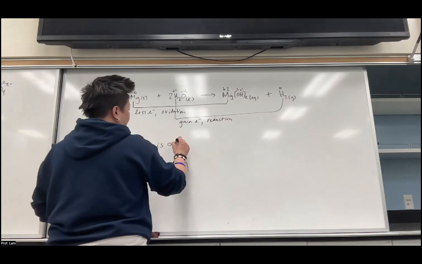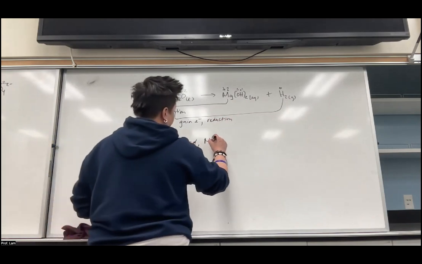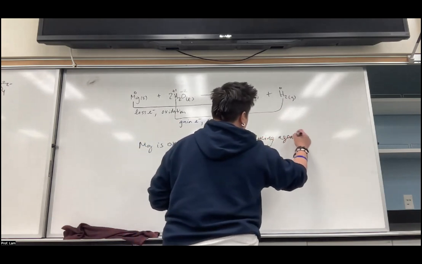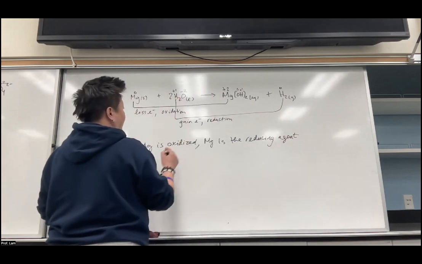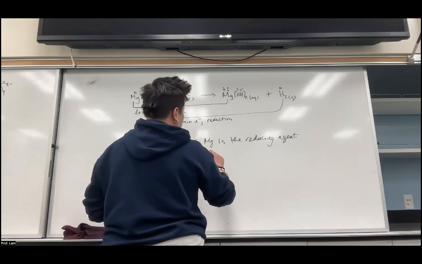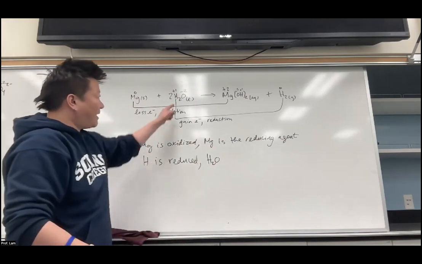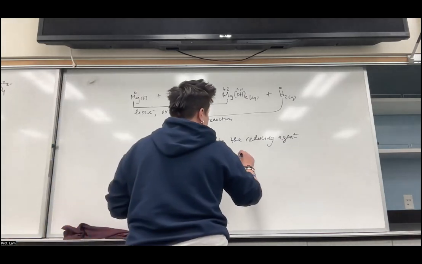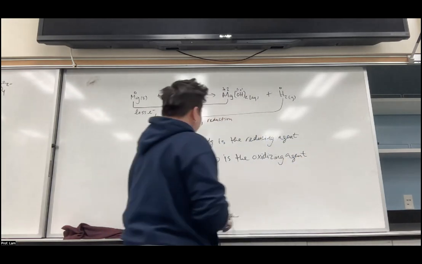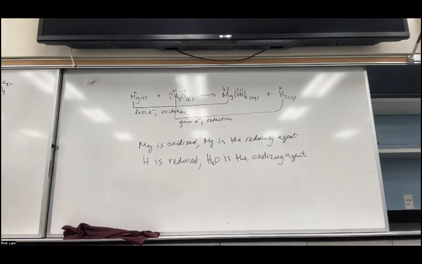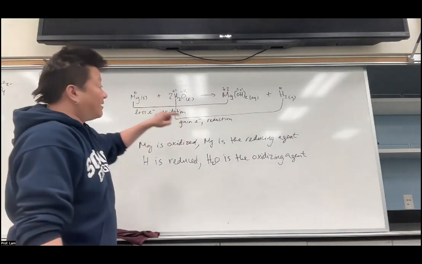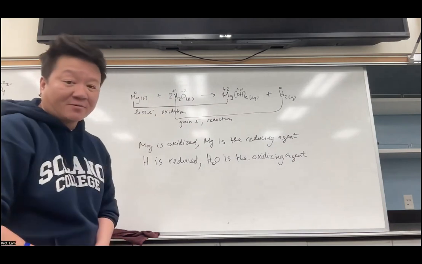Mg is oxidized, and therefore Mg is the reducing agent, right? And then hydrogen is reduced, and therefore H2O, right? Remember, when you do agent, you write the whole thing. H2O is the oxidizing agent. Right? Okay. See that every single time, the same steps, right? Assign oxidation states to every atom first, and then see which ones changed, and then list it out, right?